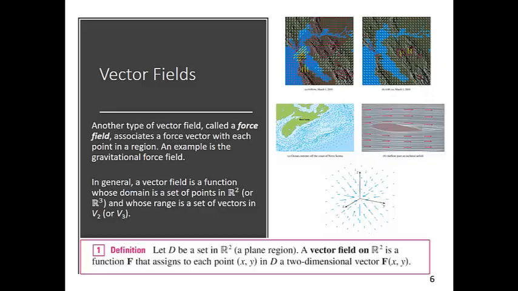So our vector fields, we're going to start with a set D, a set of points in R2 or even R3. And that vector field, again, is just a function that's going to take each point in D to a vector. And so our pictures of vector fields will just have a bunch of vectors, a bunch of arrows.